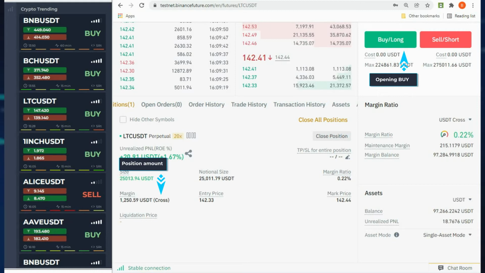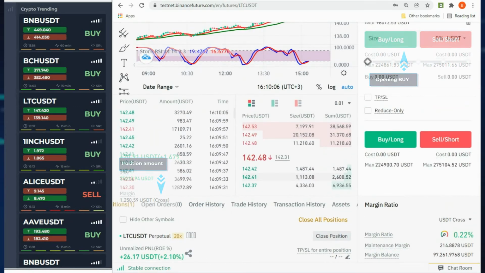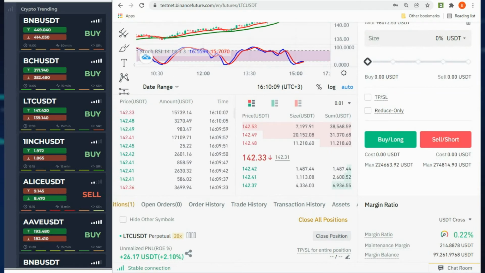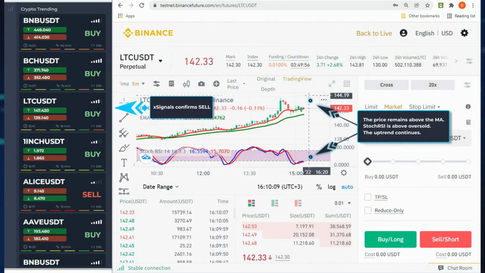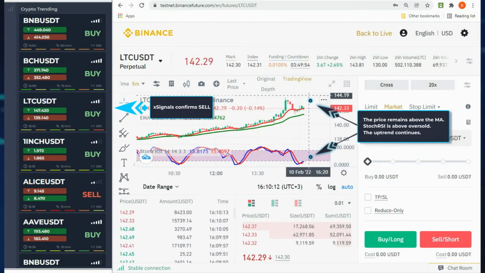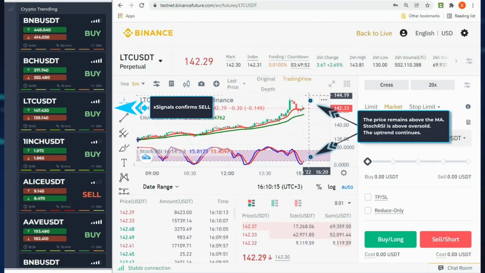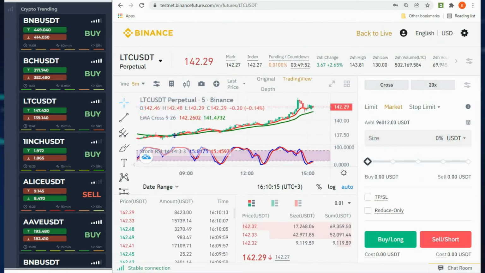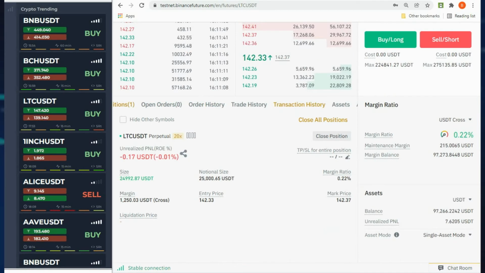The second purchase transaction. It was necessary to open quickly. Let's look at the signals. On the chart, all the conditions for the continuation of the uptrend. The price after the rollback moves above the average. Stochastic RSI leaves the oversold zone. Buy confirmation on xSignals.